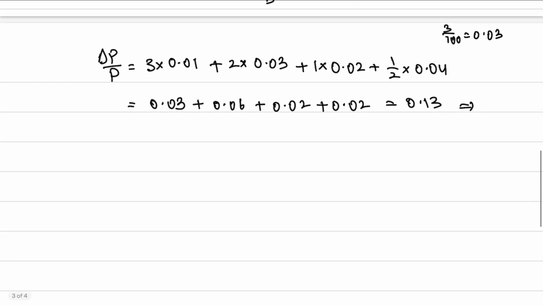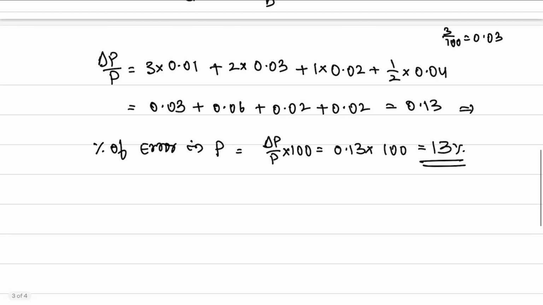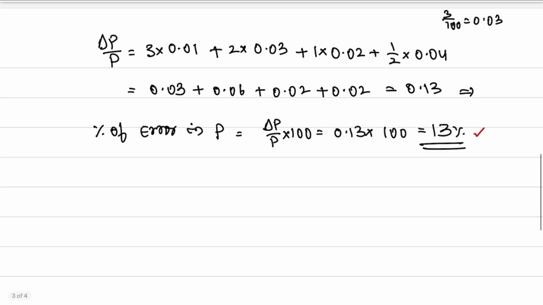That implies percentage of error in P is equal to delta P by P into 100. That is equal to 0.13 into 100. That is equal to 13%. The answer is 13%. Please do the calculations perfectly. Don't make arithmetical errors. Don't put minus sign anywhere. When error propagation of a particular quantity is required, do the error calculation, and ensure that all calculations are perfect and you will get the correct answer. Best of luck to everybody.